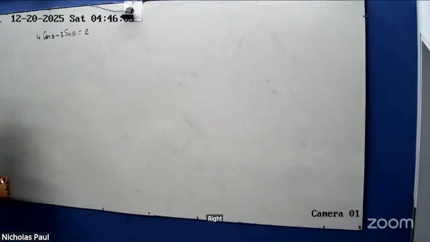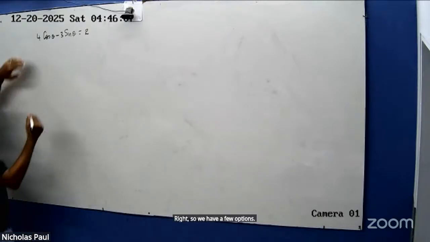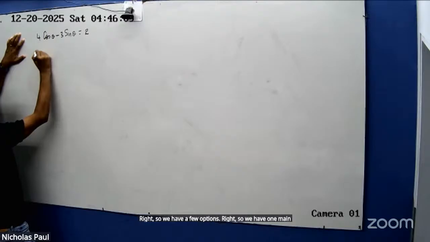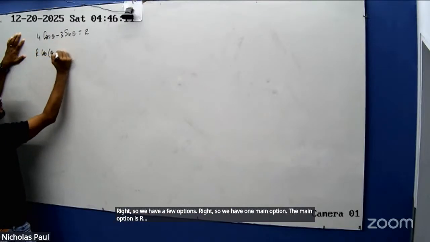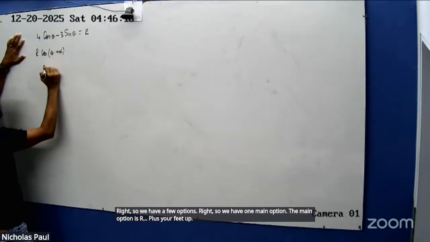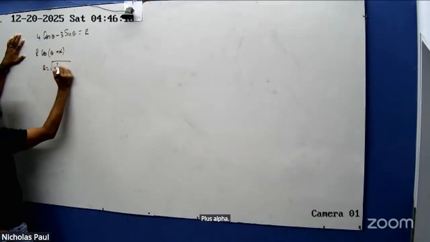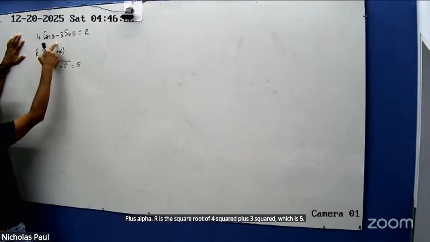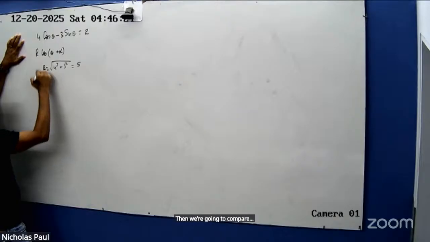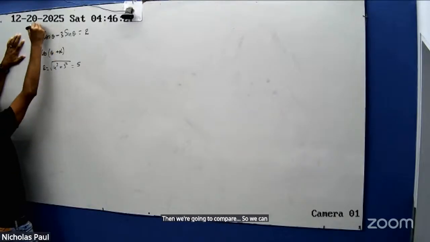Right, so we have a few options. We have one main option. The main option is R cos theta plus alpha. R is the square root of 4 squared plus 3 squared, which is 5. Then we're going to compare it. So I'll just write it right here.